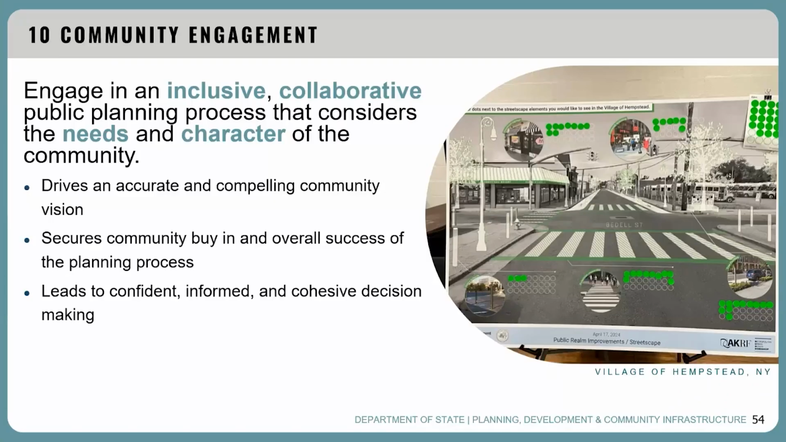Our last principle is procedural and relevant across the entire planning process. Engage in an inclusive, collaborative public planning process that considers the needs and character of the community. Doing so will drive an accurate and compelling community vision, ensure the community buys into the broader planning effort, which is foundational to successful implementation, and will lead to confident, informed, and cohesive decision-making by elected and appointed officials.